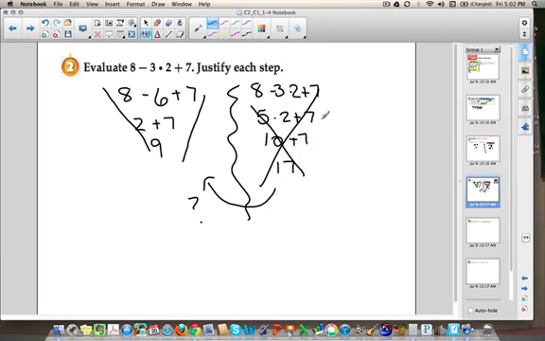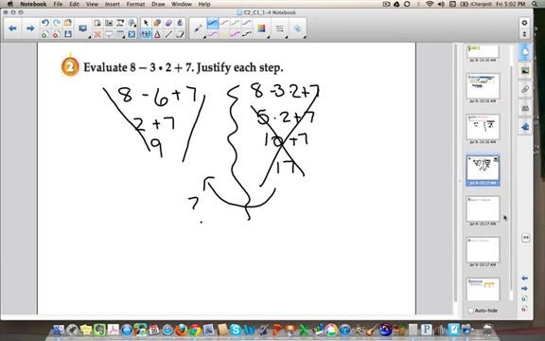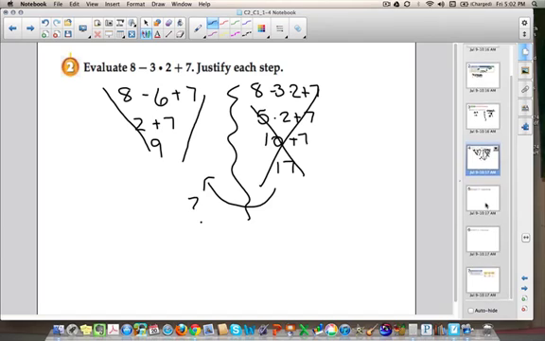This is why mathematicians had to have the set of rules, the order of operations, to make sure that everyone did things in the same order so that we will all get the same answer every time. So over here on the right side, I didn't apply the order of operations. Over here on the left side, I did. This is the proper way to do it over here on the left side. Let's take a look at a couple more examples.